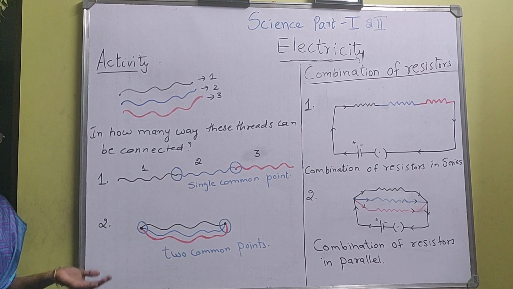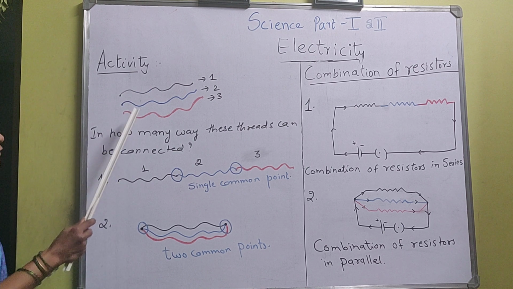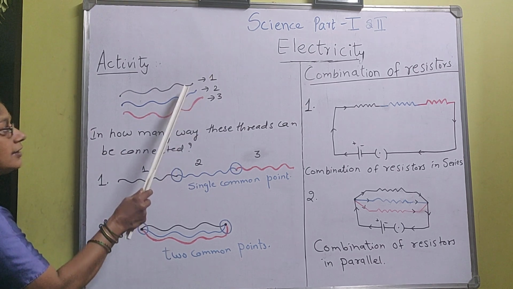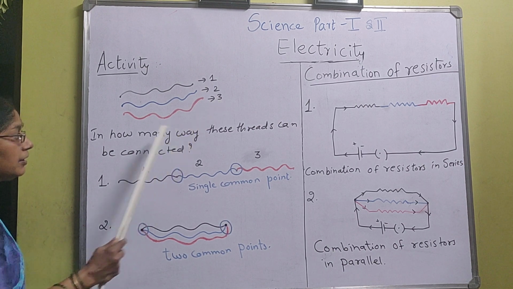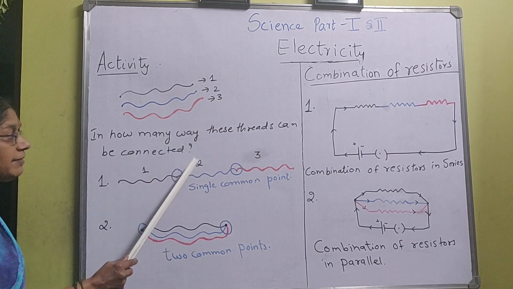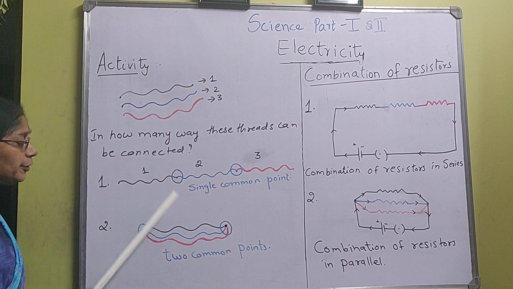To understand about that, let us do one activity. We are going to take three threads: thread number 1, thread number 2 and thread number 3. In how many ways can these threads be connected? We can see that the threads can be connected in two ways.